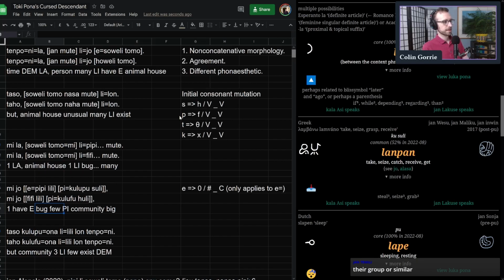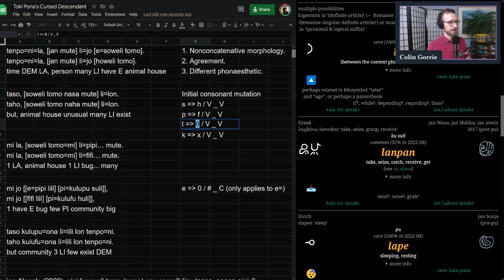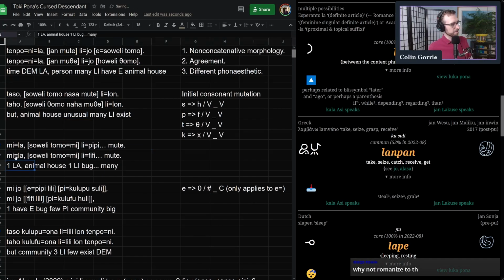Right. Okay, so now let's go through and do our initial consonant mutation, or our lenition, of T to th. So we'll go through and we'll be very, very systematic about it. So tempo ni la yan muthe lio hoeli thomo. Taho soeli thomo naha muthe lilon. Mila, I think we need to criticize this la. Soeli thomo mi li fifi muthe.